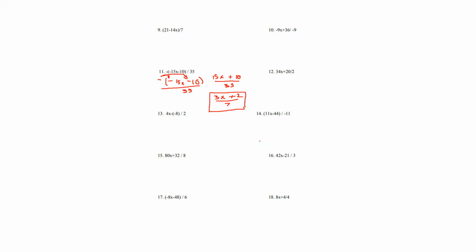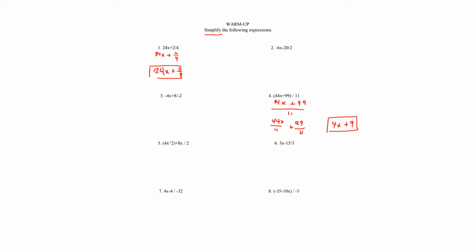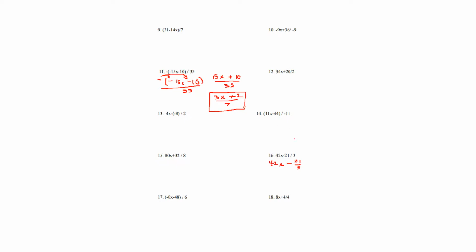Now, if we go over to number 16 right here, it is 42x minus 21 over 3. And just like number 1 here, you could really just simplify the 21 over 3. And 21 divided by 3 is just 7. So this is just 42x minus 7. But you could also just factor out a 7, which means that this can be 7 times 6x minus 1.